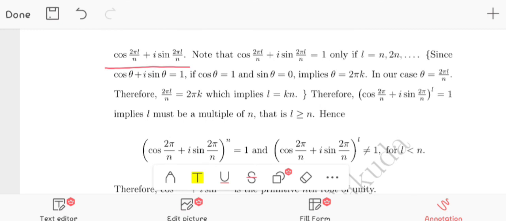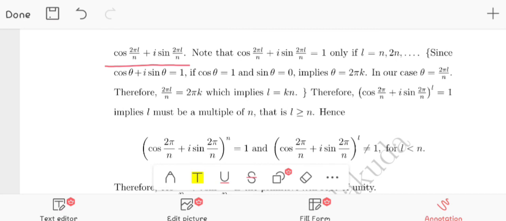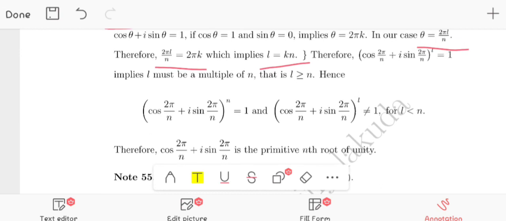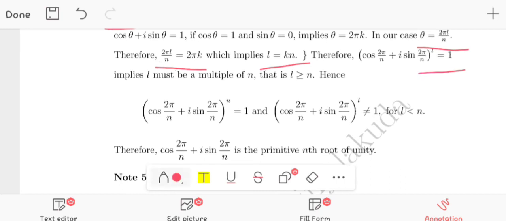And cos(2πL/n) + i sin(2πL/n) equals 1 only if L equals n, 2n, etc. Since cos θ + i sin θ equals 1 if cos θ equals 1 and sin θ equals 0, it implies that θ = 2πk. In our case, we have θ = 2πL/n. Therefore, 2πL/n = 2πk, which implies that L = kn. Therefore, (cos(2π/n) + i sin(2π/n))^L = 1 implies L must be a multiple of n. That is, L should be greater than or equal to n.